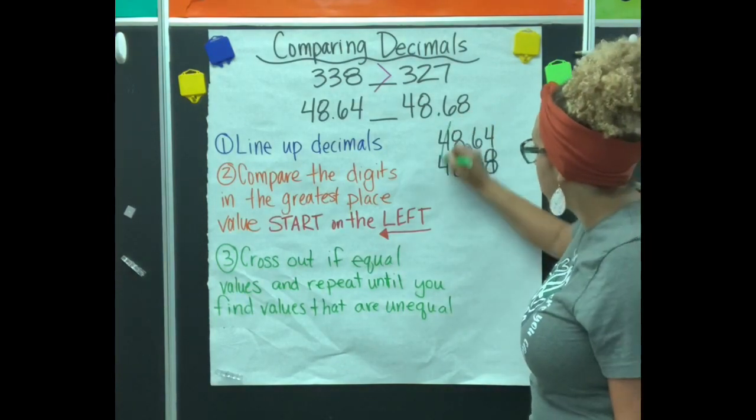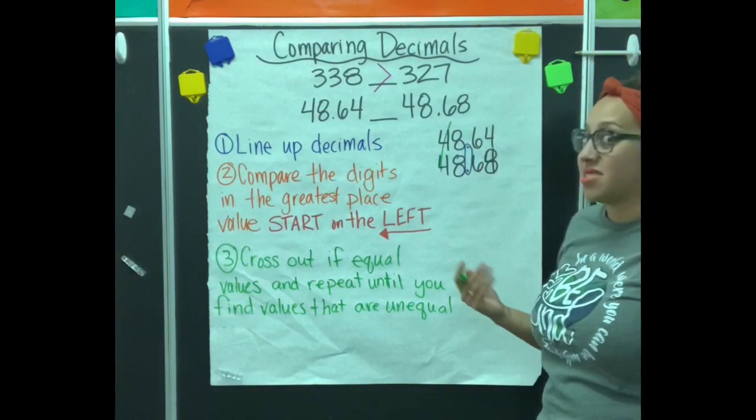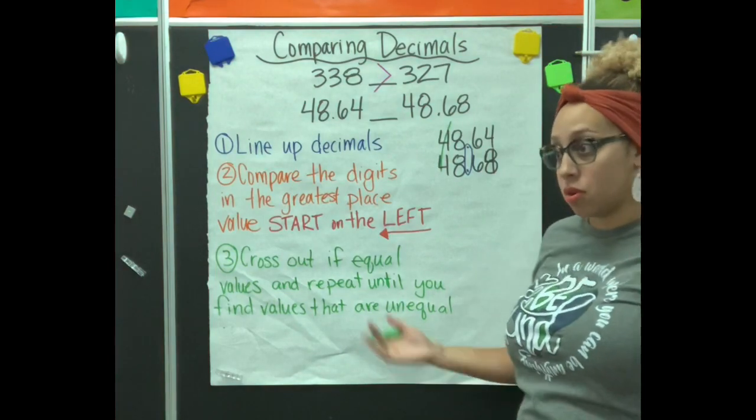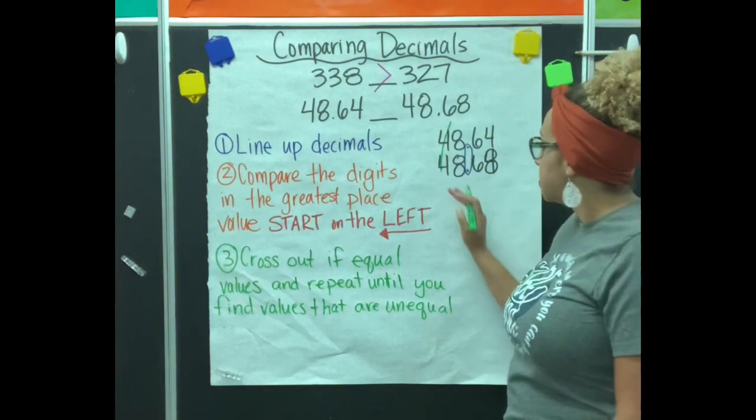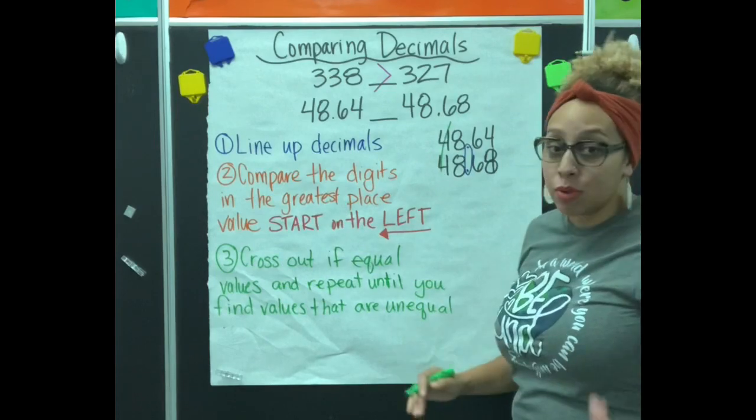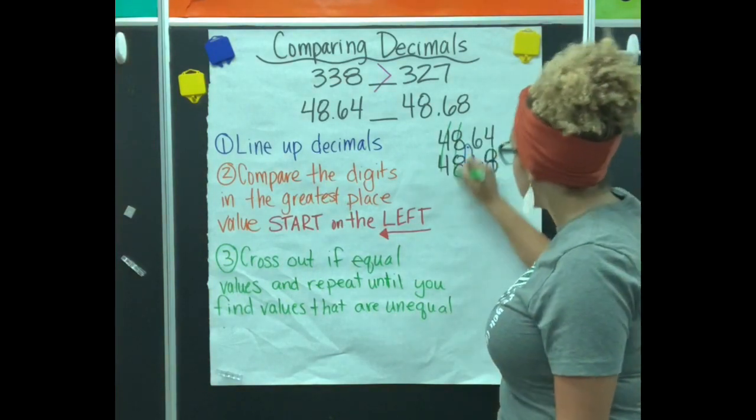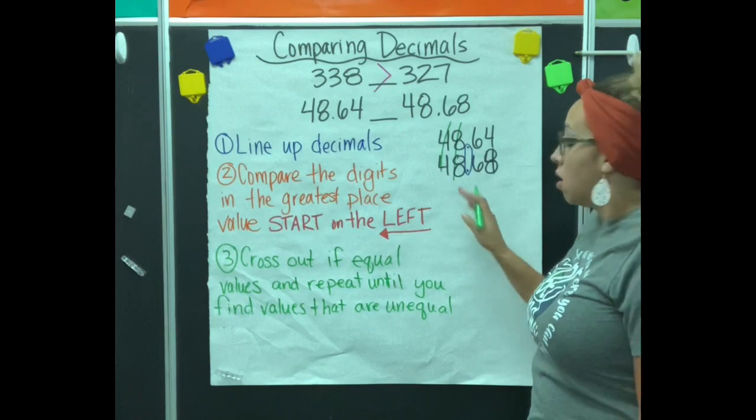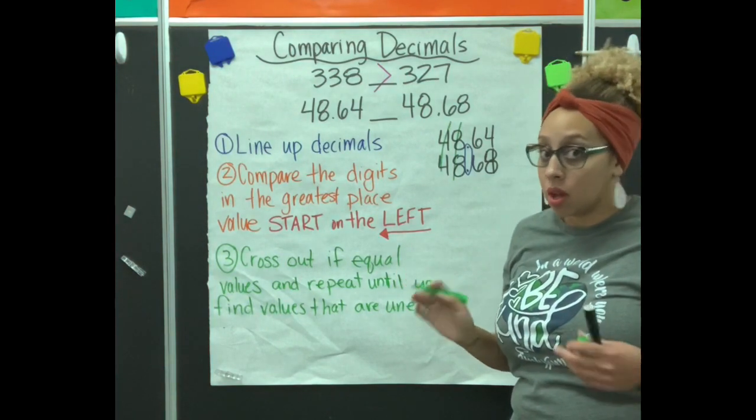So we get rid of 4s because they're the same. 4 tens is equivalent to 4 tens. 40 equals 40. We go to the ones place. We have 8 and 8. Well, 8 ones is equivalent to 8 ones. So we're going to get rid of 8 ones. Then, oh my gosh, there's a decimal. What do we do? We keep going.